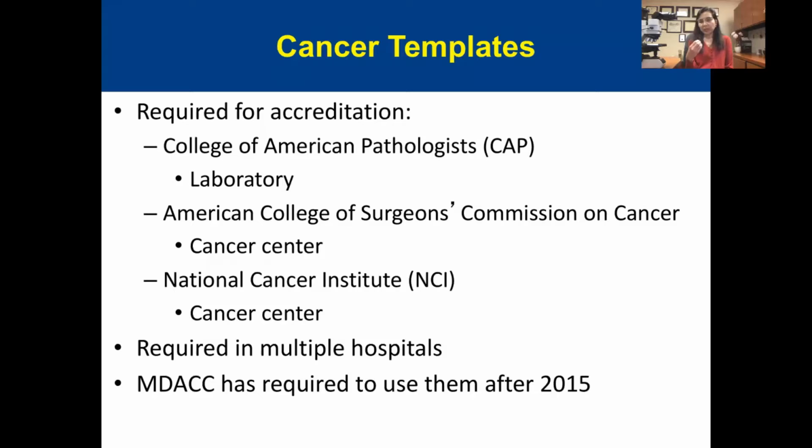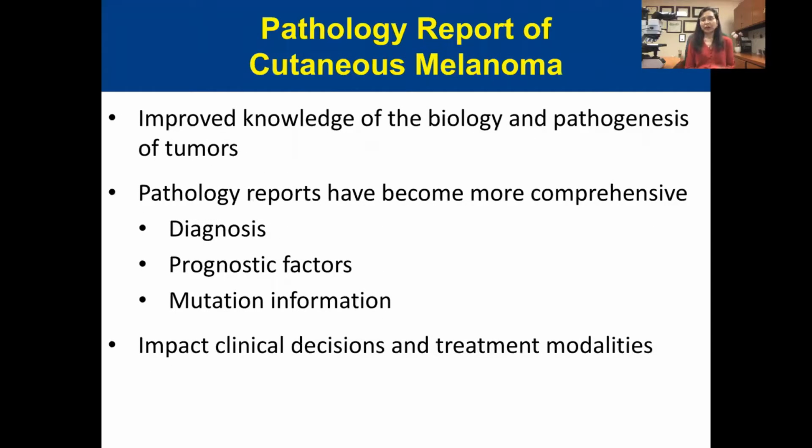This cancer template, which we call the synoptic template, is required for accreditation. For the pathology lab, it is required by the CAP, the College of American Pathologists. In some cancer institutions, it is also required for accreditation by the National Cancer Institute. At MD Anderson, we have been using this cancer template since 2015. In terms of the pathology report, it's very fascinating, because our pathology report became more comprehensive because of improved knowledge of the biology and pathogenesis of the tumor. Now our pathology report contains not only the diagnosis, but also prognostic factors and mutational information. The information from those reports is very important for clinical decisions and treatment modalities for patients with melanoma.